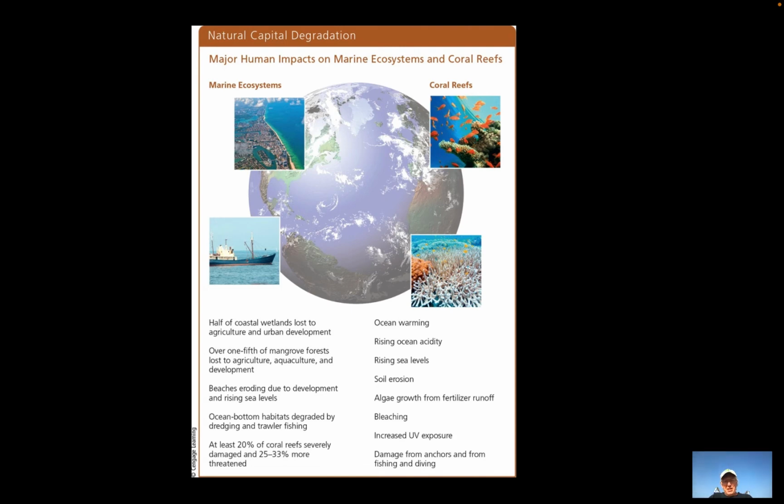Another big thing that we've done is we've overfished. We've taken the fish that are out there and we are removing them faster than they can replenish themselves. And this is where we're at right now. I'm going to talk a little bit more about one of the things that's listed in this graphic here, the algae growth. But yeah, these are the things that we have done, and we're going to go into all of these as the course progresses.